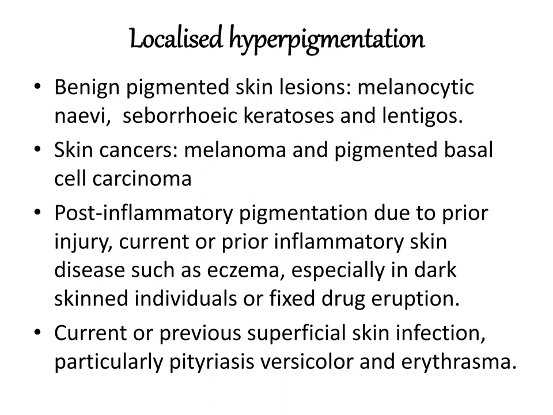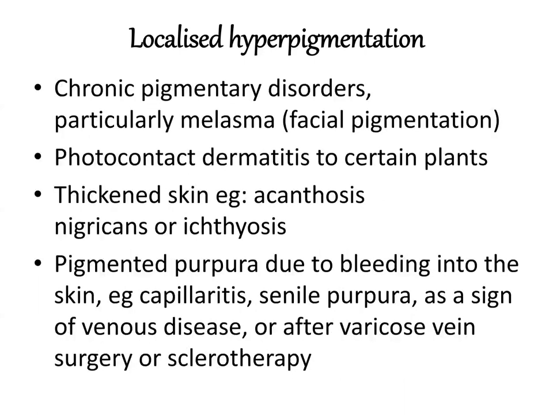Current or previous superficial skin infections, particularly pityriasis versicolor and erythrasma. Pityriasis versicolor usually causes hypopigmentation, but there are variants where they have hyperpigmentation, and erythrasma can also cause hyperpigmentation. Erythrasma is due to corynebacterium infection, commonly in the axilla.